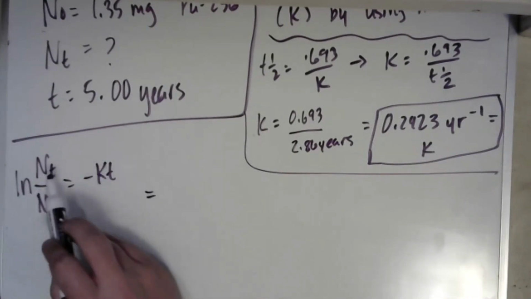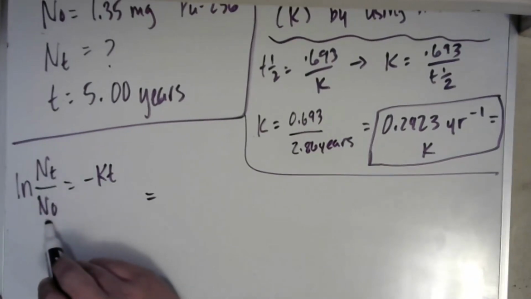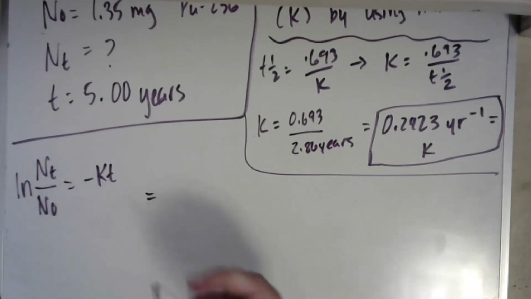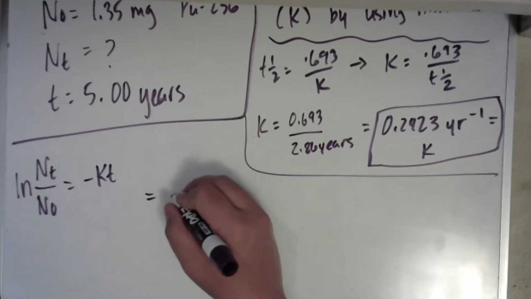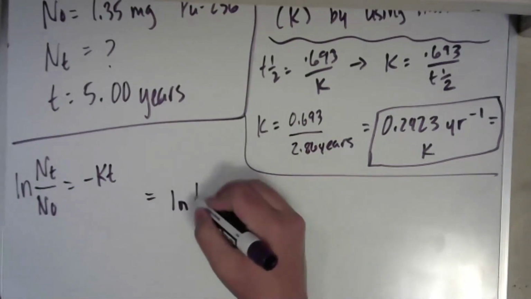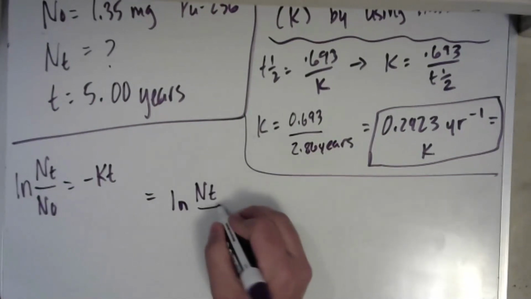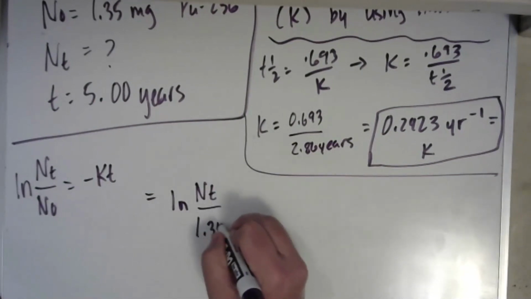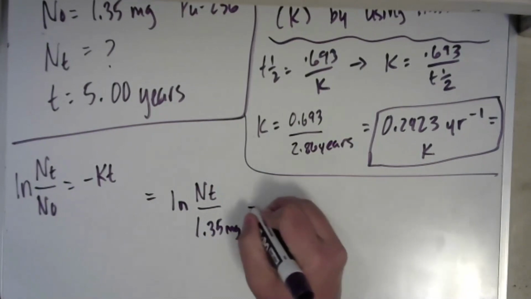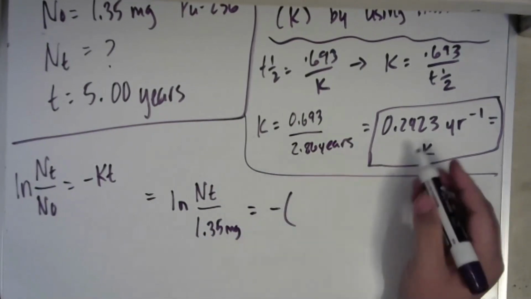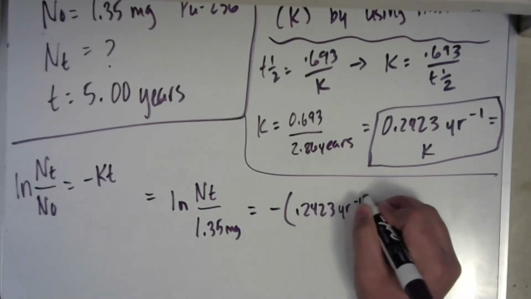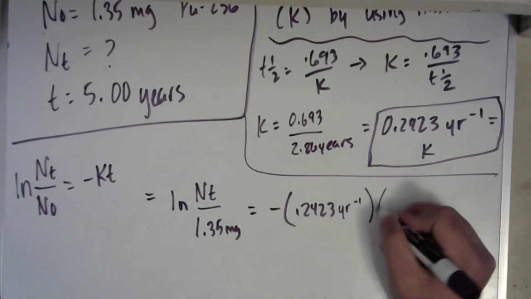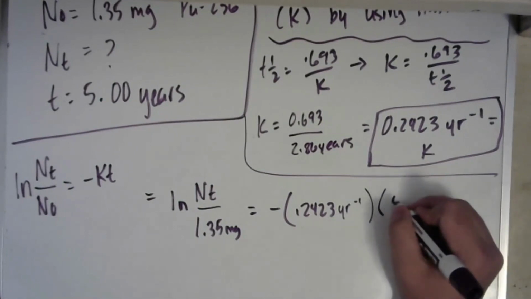right? We know what our n sub 0 value is, right? Our n sub 0 is going to be 1.35 milligrams. So I'm going to plug that in. So I still have an nt up here, but my n sub 0 is going to be 1.35 milligrams. My K value is going to be 0.2423 inverse years. And the time that I'm looking at is going to be 5 years.